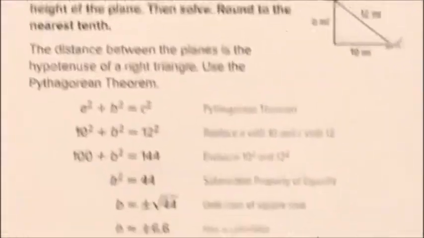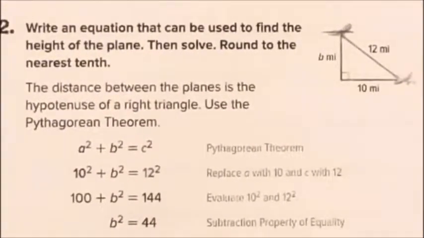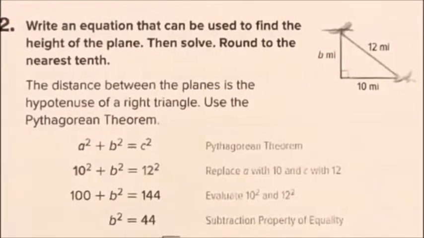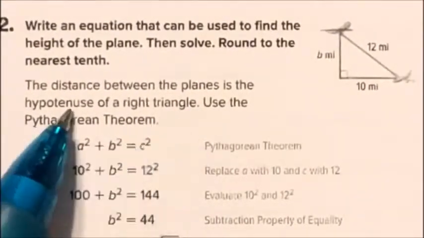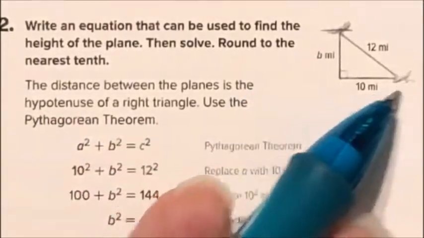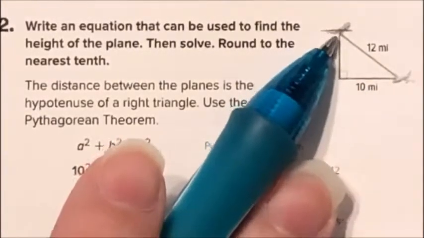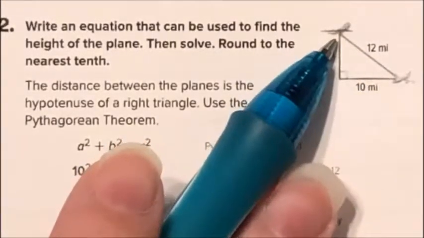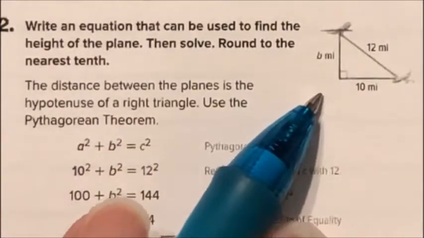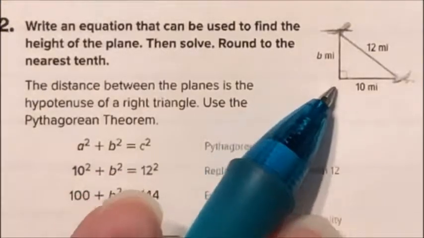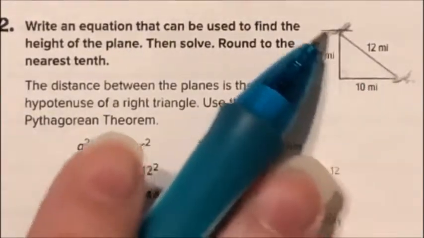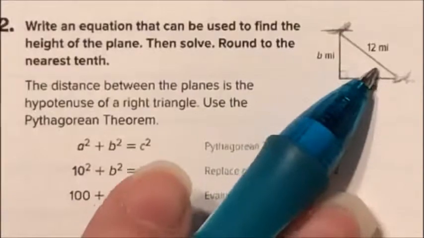Number 2 says write an equation that can be used to find the height of the plane. Then solve, round to the nearest tenth. So, the distance between the planes is the hypotenuse of a right triangle. So here's a plane and here's a plane. This one's on the ground. This one's in the air and it's flying, because I can take a straight line from the plane down to the ground. That's b miles. And from the ground to the other plane, it's 10 miles. And I know my hypotenuse, the distance between my 2 planes, is 12 miles.